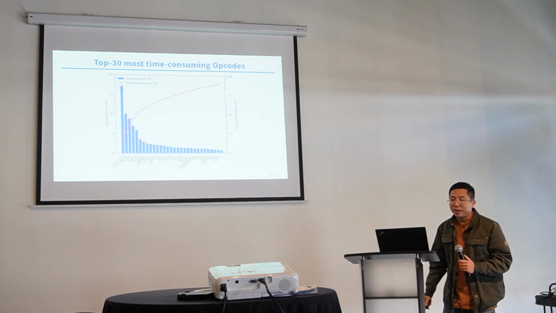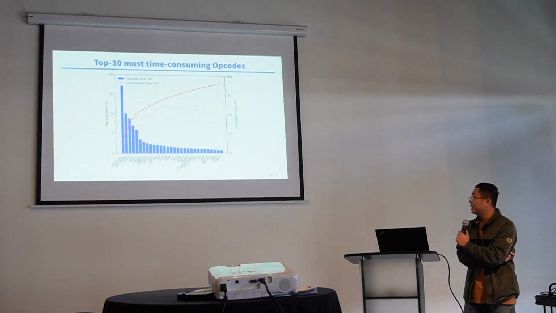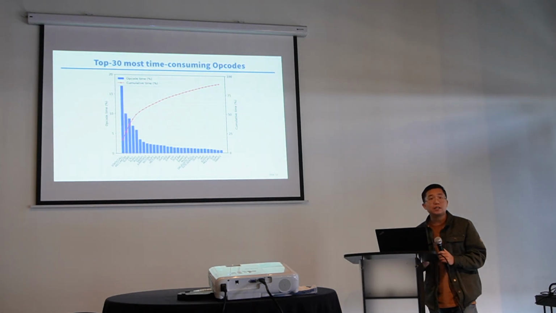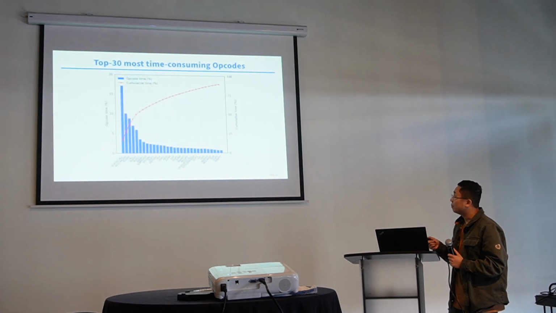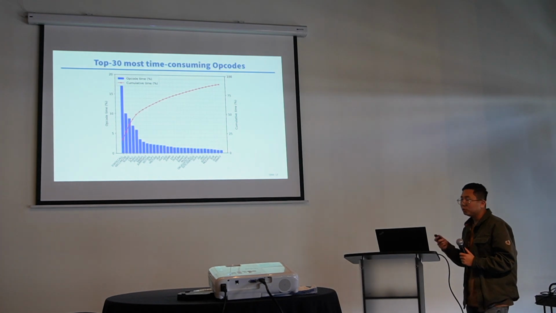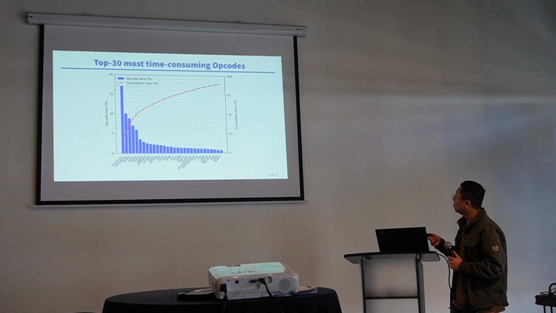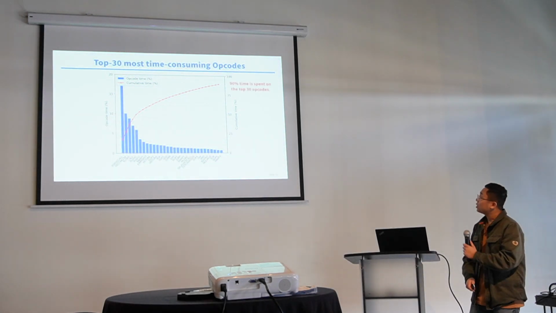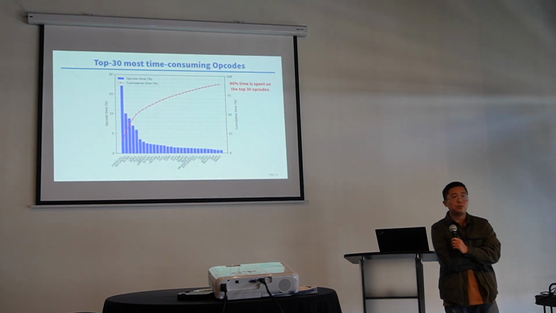Based on this table, we can graph the top 30 most time-consuming opcodes. The x-axis is the opcode, and each blue bar shows the percentage of time spent on an opcode, and the value can be read on the y-axis on the left. The red curve shows the cumulative percentage of time, and the value can be read from the y-axis on the right. This graph shows that 90% of the execution time is spent on just the top 30 opcodes.